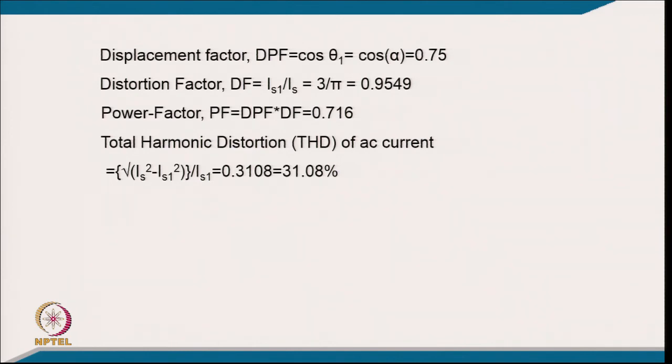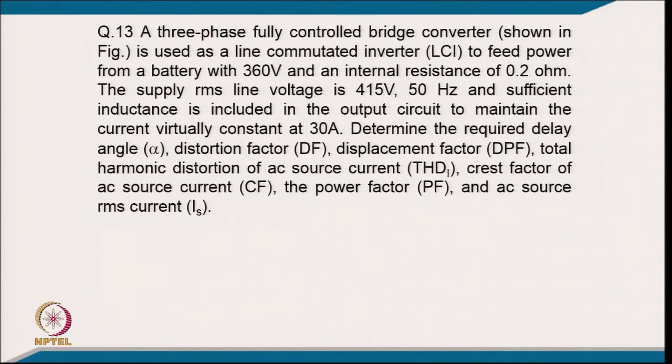The distortion factor is IS1 upon IS, that is 3 upon pi, 0.9549, and the power factor will be displacement factor into distortion factor, so it comes 0.716. The total harmonic distortion of the AC mains current will be the square root of IS square minus IS1 square, divided by IS1, so that is 0.3108, which comes to 31.08%.